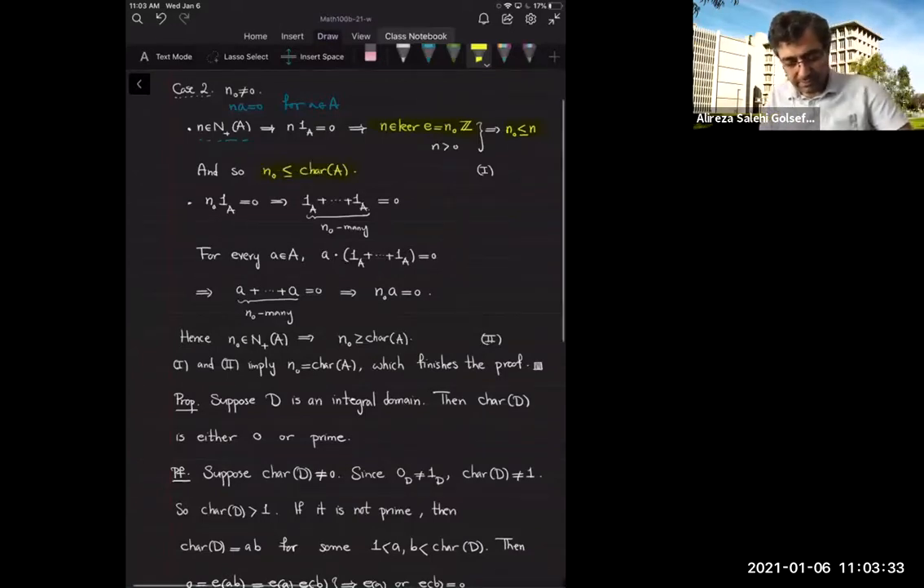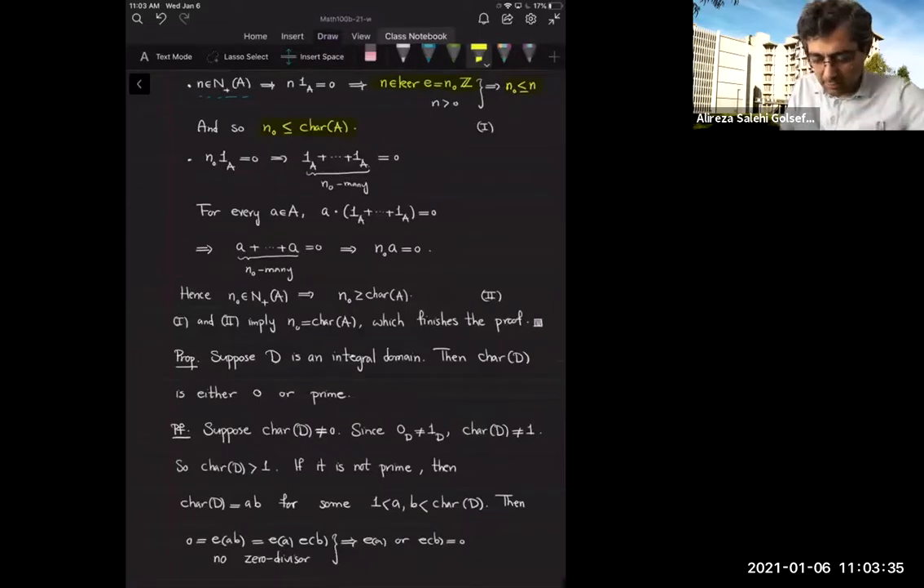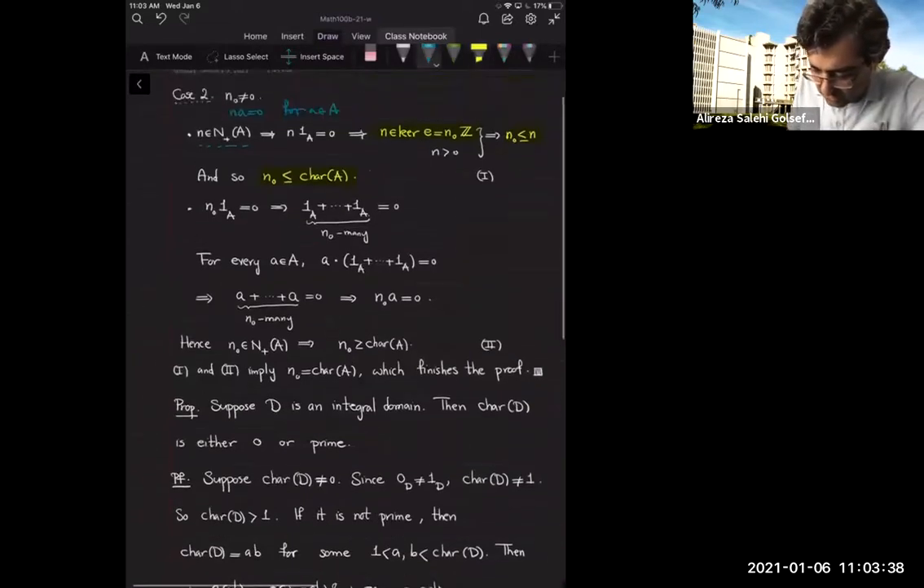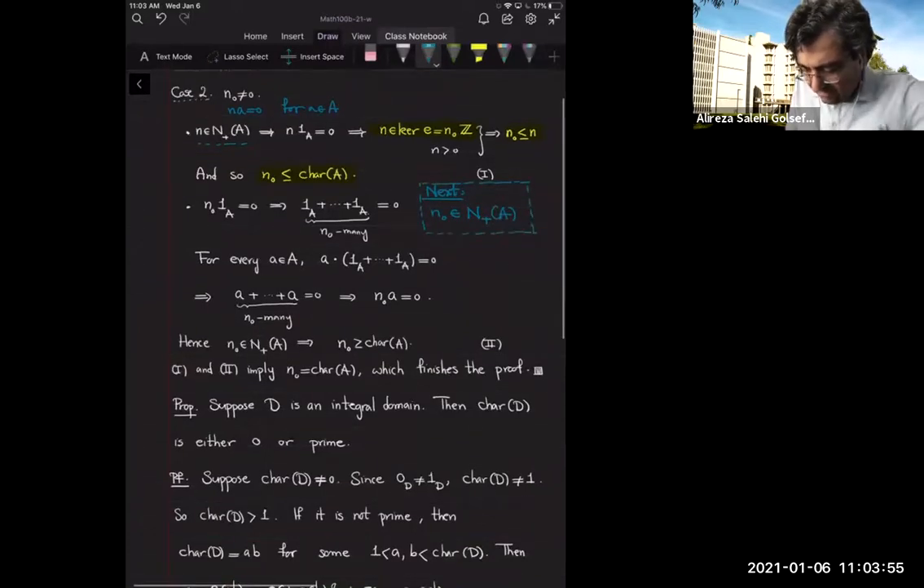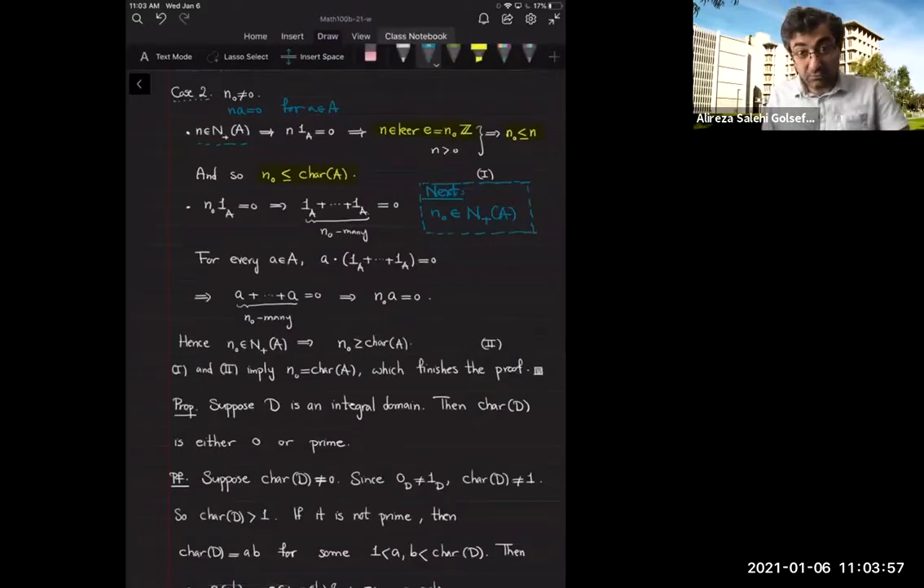Now I want to go the other way. My next step is to show that in fact n naught itself is an element of N(A). So this means I want to show n naught times every element of the ring is 0. Let's start with knowing that n naught times the identity is 0. That means when I add the identity n naught times, I'm getting 0.